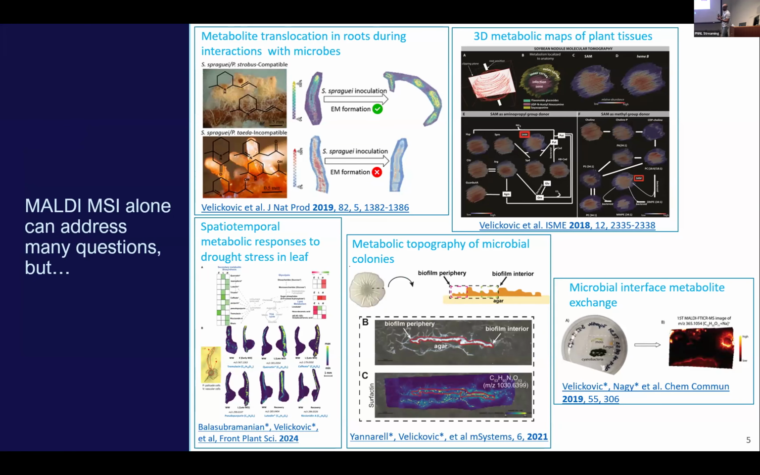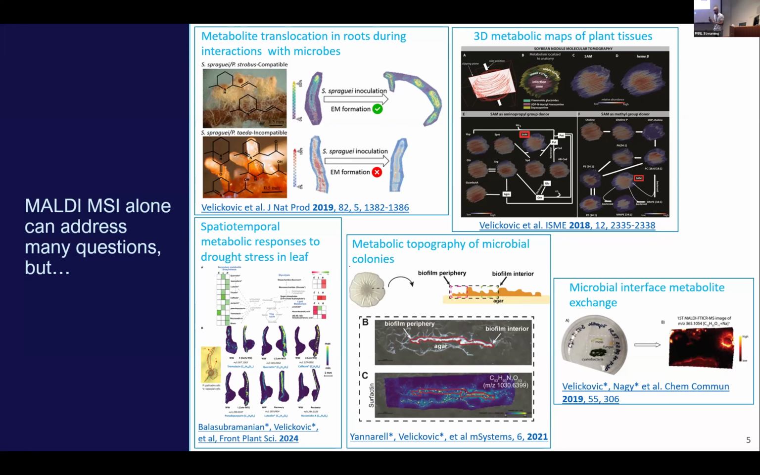So mass spectrometry imaging as a standalone technique can answer many biological questions. Here I put just some examples. We can observe metabolic translocation in the roots during interaction with microbes, or create 3D metabolic maps of plant tissue, like in this case a soybean root nodule, or investigate spatiotemporal metabolic responses to drought stress in leaves. We can also visualize the metabolic topography of microbial colonies, or investigate microbial metabolic exchange at the microbial interface.